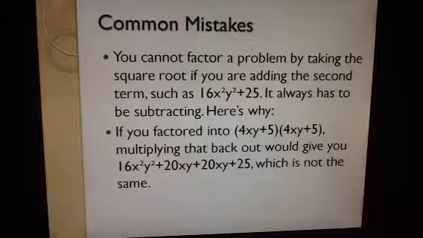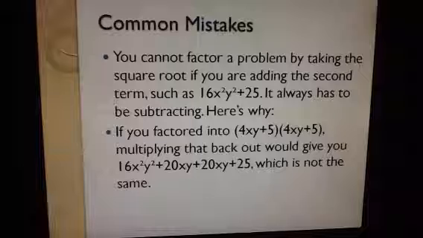Some common mistakes when doing these problems is that you cannot factor a problem by taking the square root if you are adding the second term, such as 16x squared y squared plus 25. It always has to be subtracting. Here is why. If you factored that problem into 4xy plus 5 times the quantity 4xy plus 5, multiplying it back out would give you 16x squared y squared plus 20xy plus 20xy plus 25, which will not be the same problem.